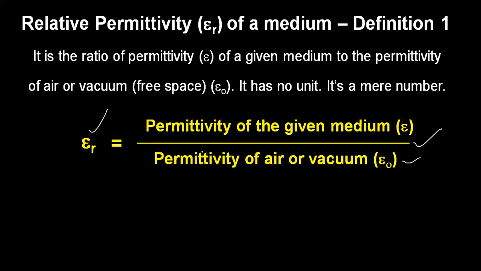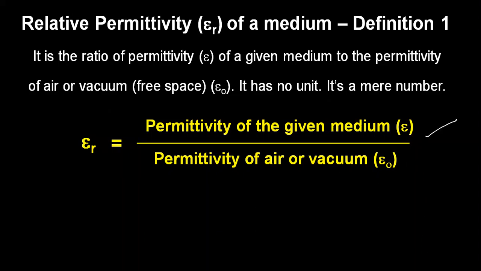If you look at both numerator and denominator, they contain the same quantity, permittivity. So the numerator will have the unit coulomb square, Newton to the power minus 1, meter to the power minus 2, and we'll place the unit, again, coulomb square, Newton to the power minus 1, meter to the power minus 2 in the denominator. Since both numerator and denominator are the same quantities, their respective units will cancel each other, and hence relative permittivity has no unit. It's just a number. Right.